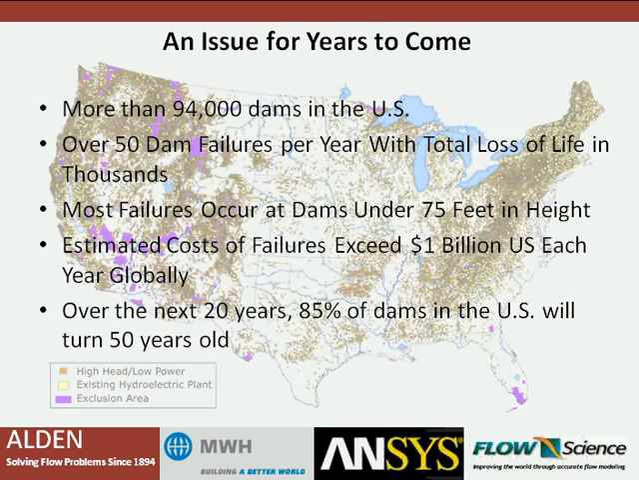We've done a lot of work already, as I mentioned, but we're not done yet. We still see, even today, about 50 dam failures a year across the United States. And this is something that's going to be a continuing problem into the future. You see the statistic here that over the next 20 years, more than 85% of our dams are going to be 50 years old. So we have an aging infrastructure problem in the dam sector, just like we do in many of our other sectors.